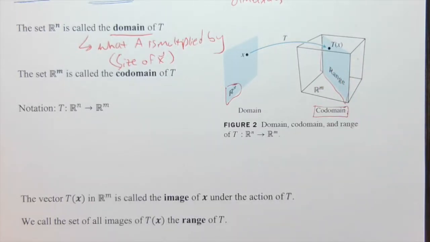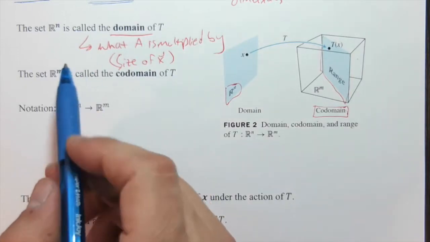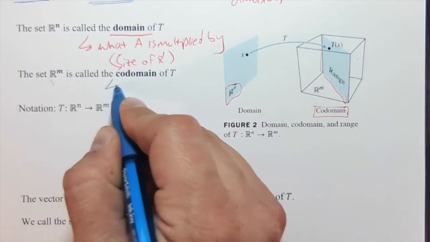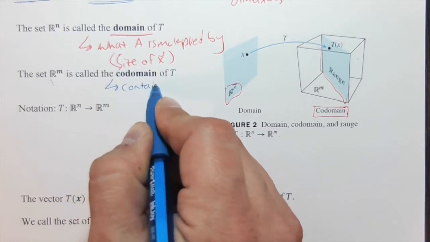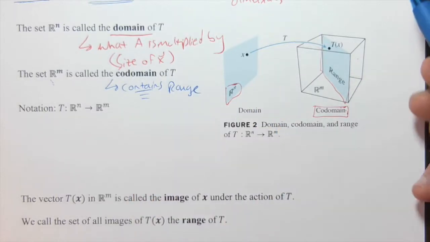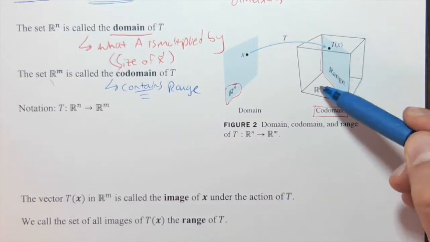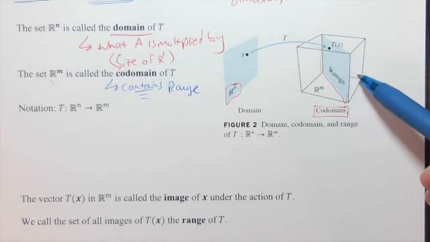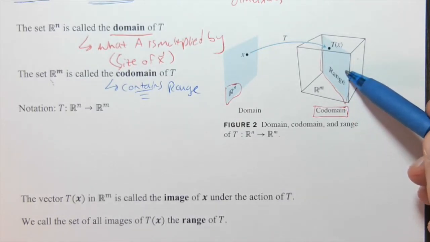All right, let's dissect this and write a few of these things down. So the second dimension, Rm, we call the codomain, and it contains the range. Right, so the range, it's possible that the range is the same size as the codomain, but it might not be. Now it does have to be a subset of the codomain.